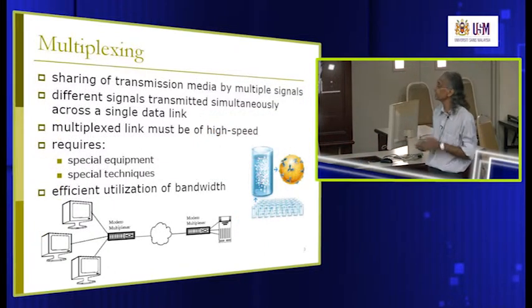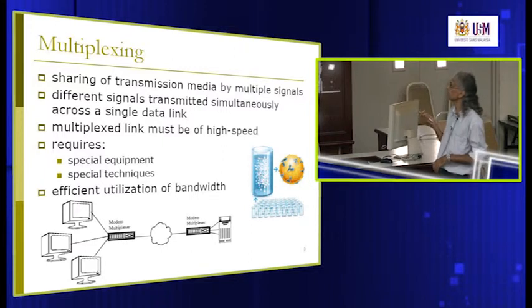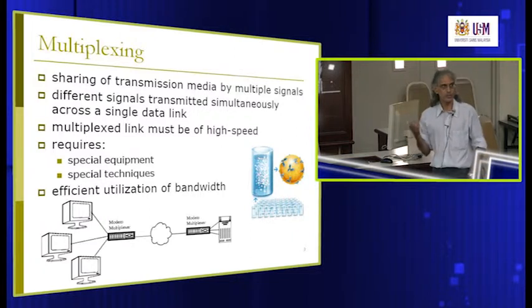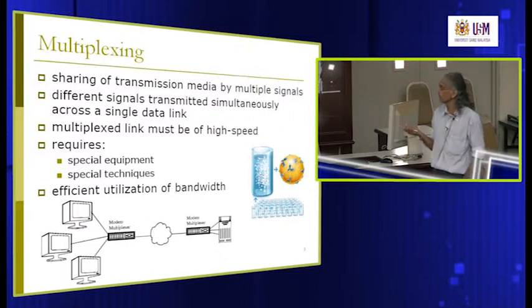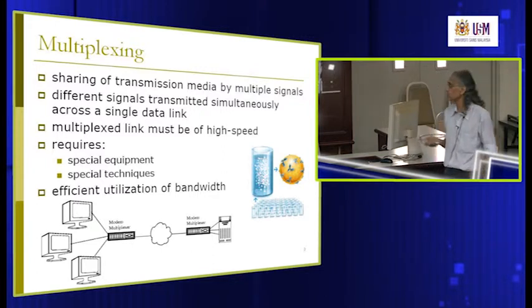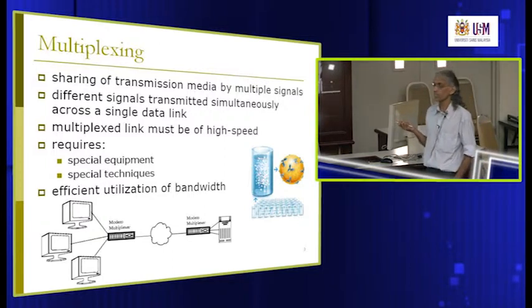So multiplexing is basically the sharing of transmission media by multiple signals. Multiple signals are multiplexed onto the same media. Different signals are transmitted simultaneously across a single data link. And of course, the link must be high speed. If you want to share a transmission media by 10 users, 100 users, make sure your link is very fast so it can support all the different users. Multiplexing requires special equipment and also special techniques. We will take a look at this later. And it tries to efficiently utilize the bandwidth of the transmission media.